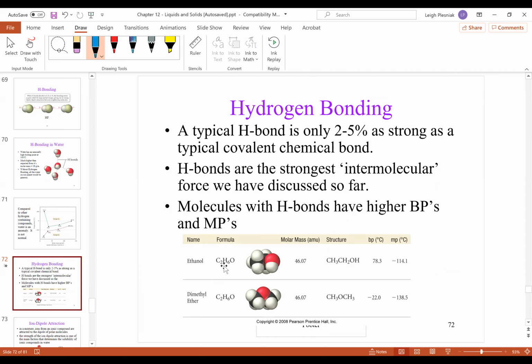So look at this example here. And again, what I don't love is that it doesn't show you the molecules. So let me draw them. Let me copy this.